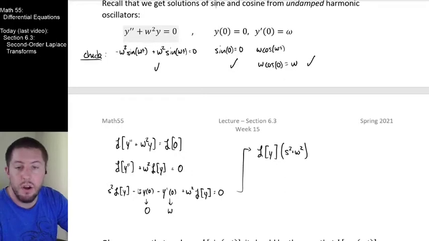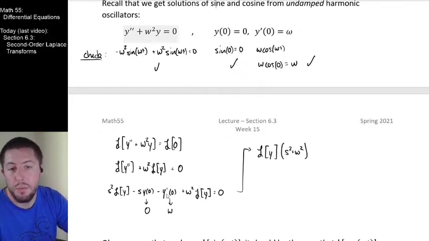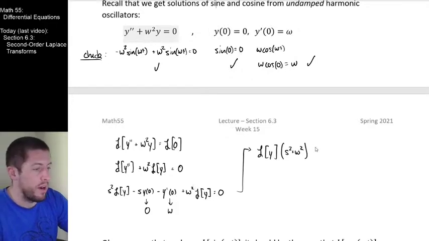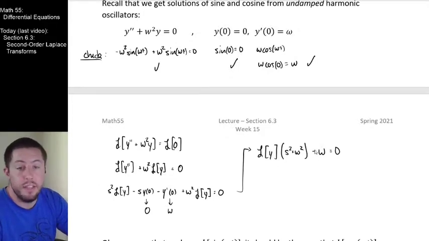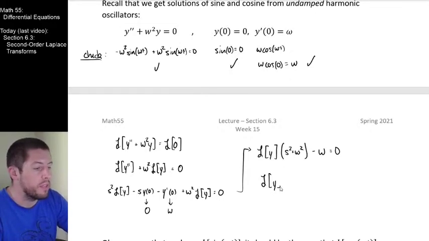This term went to 0. S of y of 0 went to 0 because y of 0 is 0. Y prime of 0 we were given as omega, or we confirmed that it should be omega. So I'm going to go ahead and just add this term to the other side. I'm not going to do too many algebra steps all at once. Well, I'm doing too many at once. You guys can do algebra. I'm going to just go ahead to finish this problem now. Add omega to the other side, divide by s squared plus omega squared, and we're finding that Laplace of y must be omega over s squared plus omega squared.